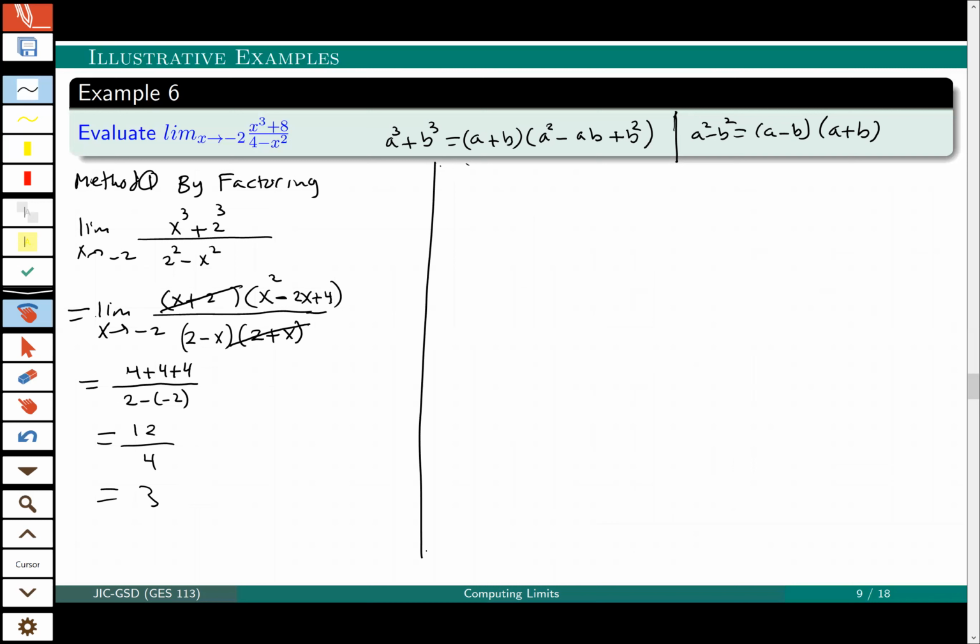What's the second way? Method 2, using synthetic division.